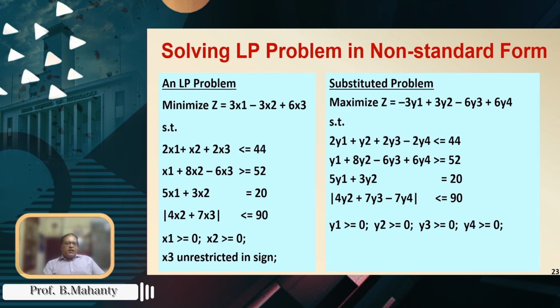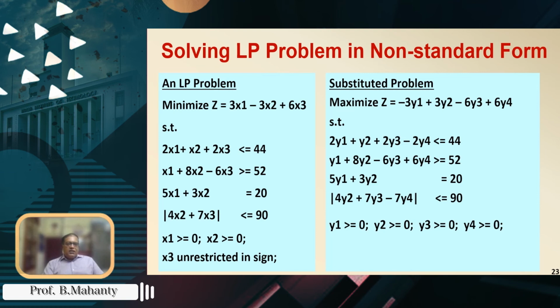And the constraints can be rewritten. So 2y1 plus y2 plus 2y3 minus 2y4 should be less than or equal to 44. y1 plus 8y2 minus 6y3 plus 6y4 should be greater than or equal to 52, because minus 6x3, with x3 as y3 minus y4, gives minus 6y3 plus 6y4. And this one is a simple substitution, 5y1 plus 3y2 equal to 20. And this one, 4x2 plus 7x3 becomes the absolute value of 4y2 plus 7y3 minus 7y4 greater than or equal to 90.